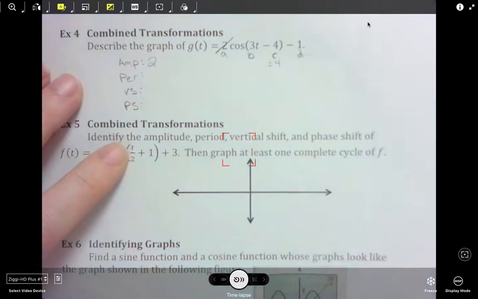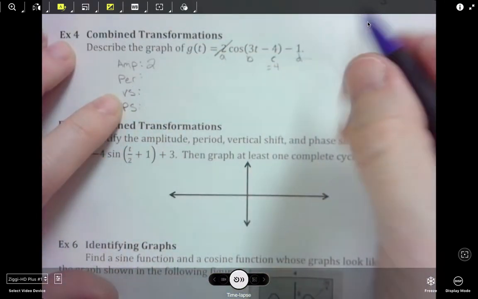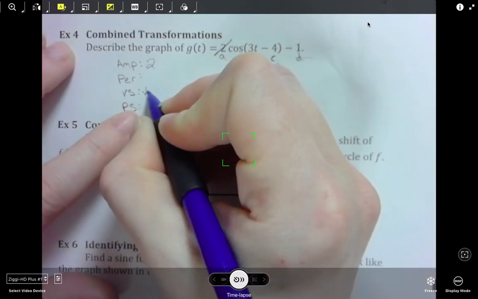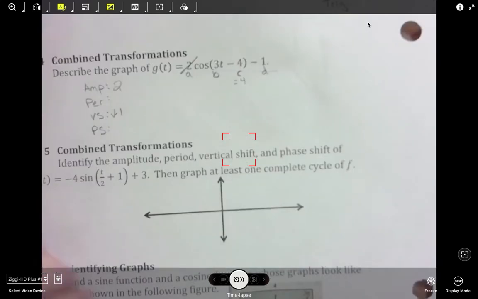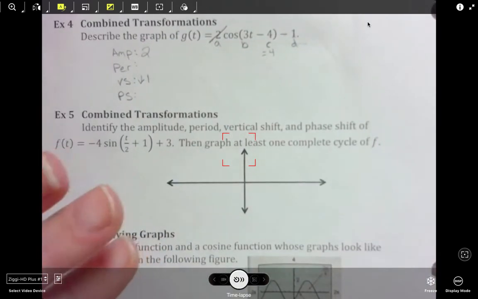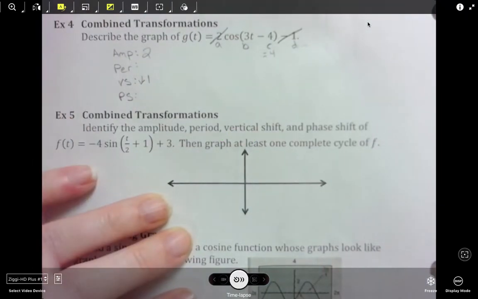So that one's done, right? Now, the next one that I'm going to do is vertical shift because that's easy. Negative 1 means that I'm going down 1 unit. I like to knock those 2 out first, okay, because they don't involve a formula. They're just the number that's standing there. So those 2 numbers are done, okay? I'm dissecting my problem here.